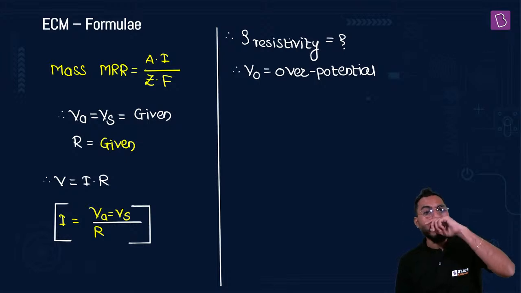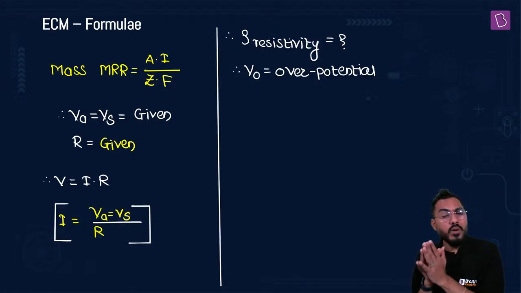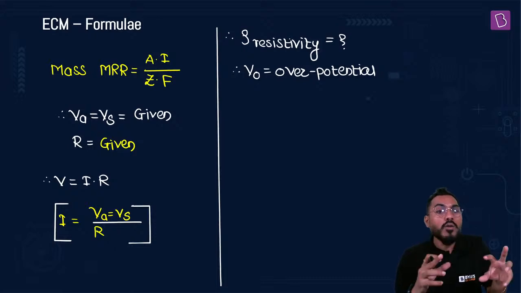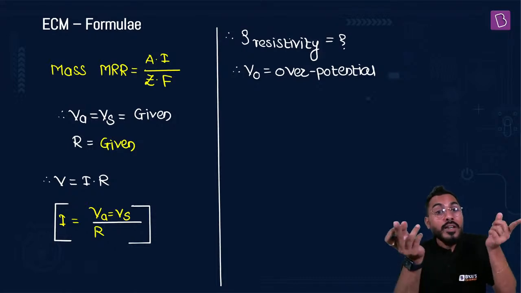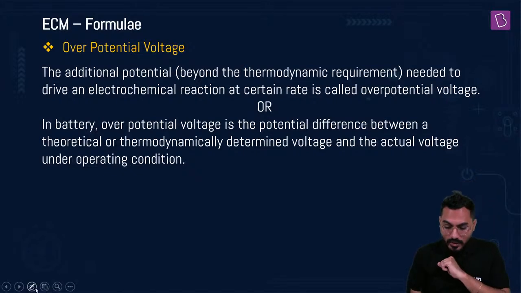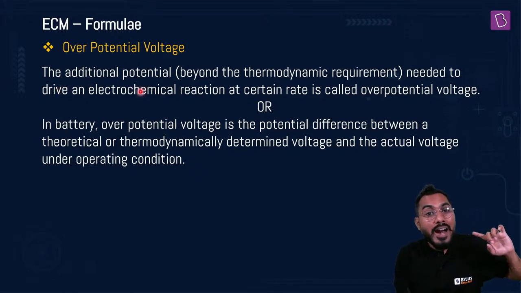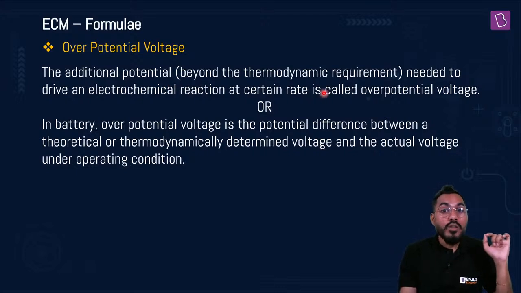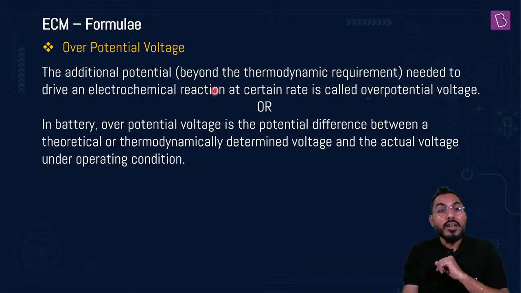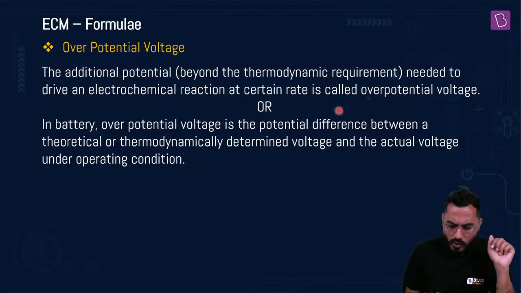Now the million-dollar question is, what is over potential voltage? Over potential voltage is nothing but the potential over and above what is used in the system, that is called over potential. Let's understand from the definition. It is directly given. The over potential is the additional potential beyond the thermodynamic requirement needed to drive an electrochemical reaction at a certain rate. Now in simple terms, suppose I'm taking one example. How exactly should we decode that?